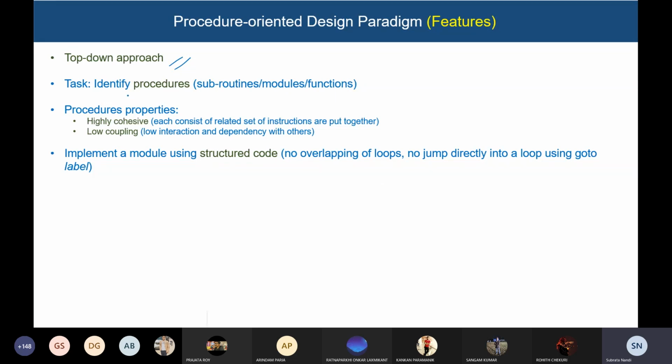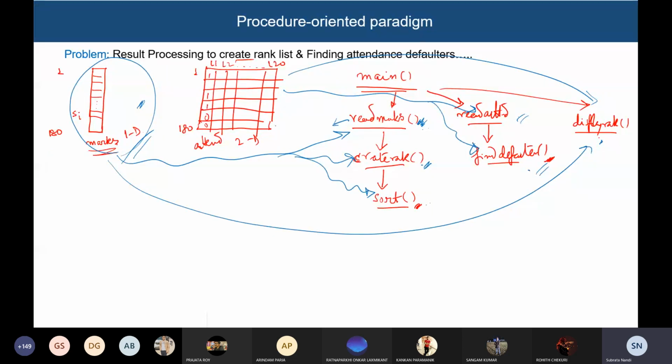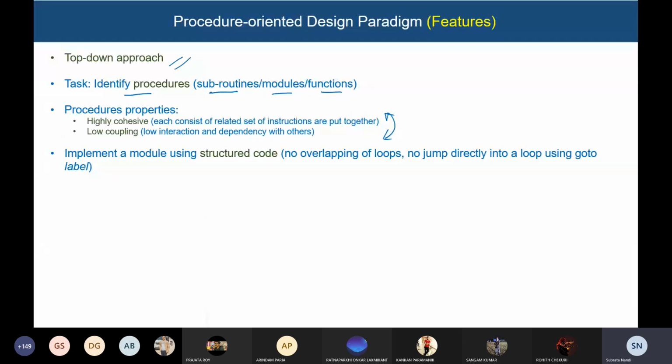So the task is to identify procedures, and when we say procedures, similar terms are subroutines, modules, or functions. Now what should be the properties of a procedure? I mean, the design aspects, what should I focus on when I create procedures? In this particular problem, how many procedures have I created apart from main? 6. So is this enough? You may say that okay, I'll split it into further more.